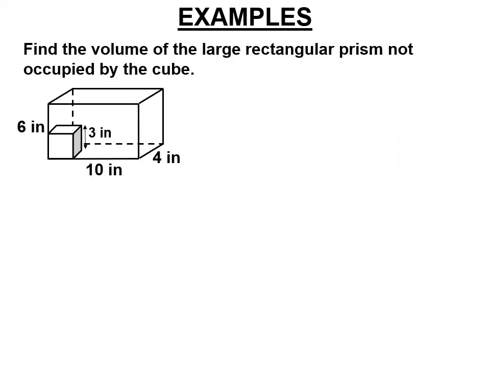Find the volume of the larger rectangle not occupied by the cube. In other words, what's the rest of the volume? So this is a subtraction, right? It's very much like where we took the corner away from the rectangle, right? We took this corner away. You're going to subtract. So you find the volume of the rectangular prism. I should abbreviate that maybe that way.